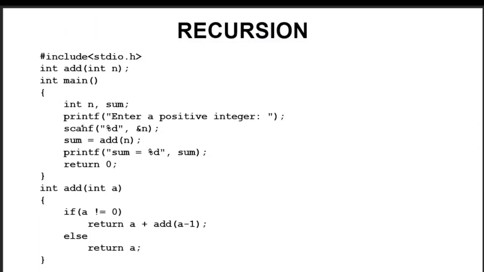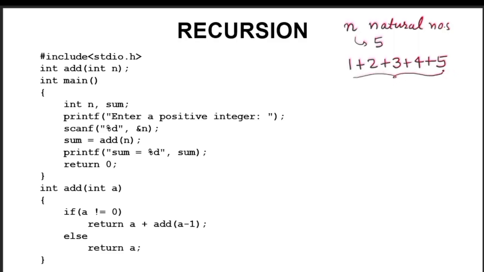In this example code, what we want to perform is addition of first n natural numbers. Alright, we want to perform addition of first n natural numbers. So suppose if value of n is 5, we want to perform the sum of first 5 natural numbers, that is 1 plus 2 plus 3 plus 4 plus 5. This is what we want to give as the output.